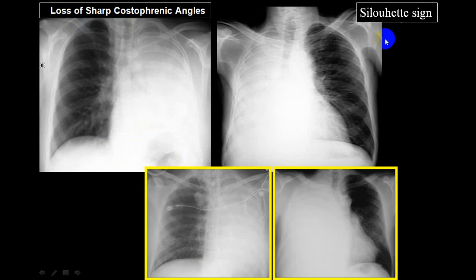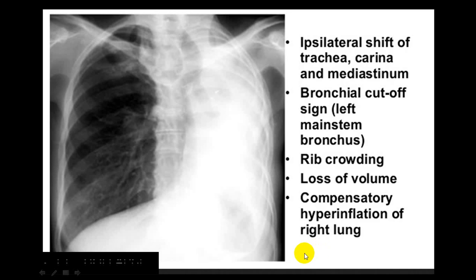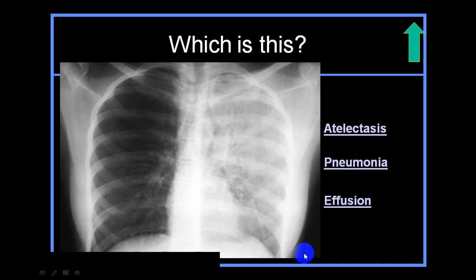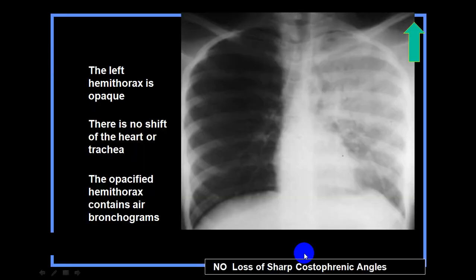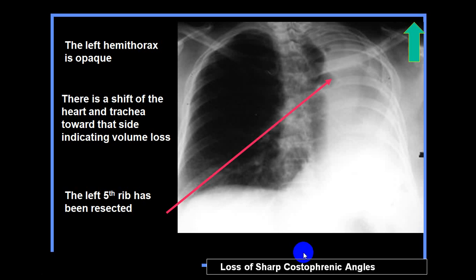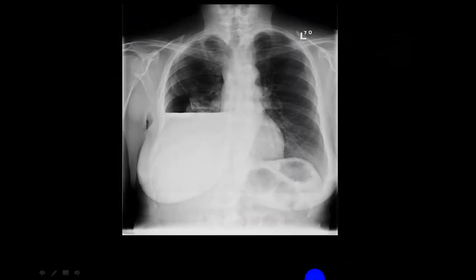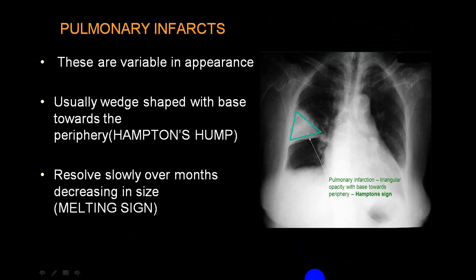Costophrenic angles are lost, silhouette sign, and what are the possibilities? What is here? Try to answer. What is the answer in this case? Why? Answer those things. You will be able to differentiate all these different conditions. So these are all quiz for you.